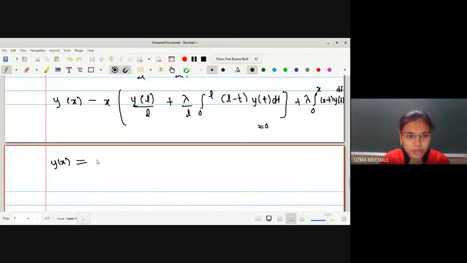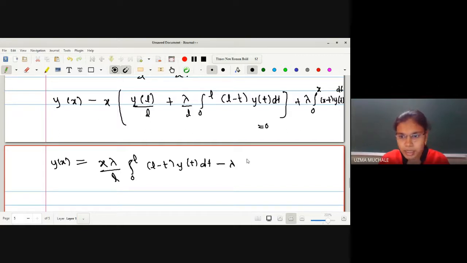y of x is equals to x, y of L, if it is 0, this term will be 0. It is equals to, as it is with a negative sign, x lambda divided by L into integration 0 to L of (L minus t) y of t dt, minus, as we are taking it on this side, lambda integration 0 to x of (x minus t) y of t dt.